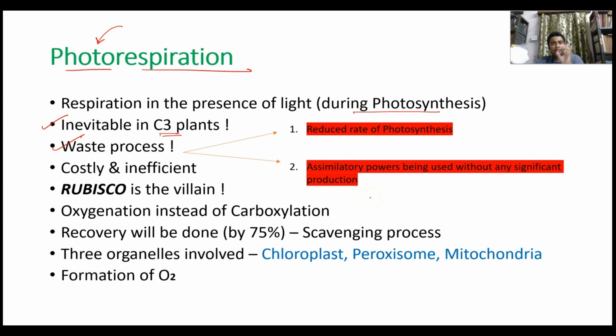Now there is a main key factor who is actually behind the curtain, and he is the main villain of photorespiration, and that's none other than the enzyme rubisco. Those who don't know the name of rubisco, I'll tell you. It's ribulose 1,5-bisphosphate carboxylase oxygenase. Now you have to focus. You see here, it has both the letters C and O. So C stands for carboxylase.